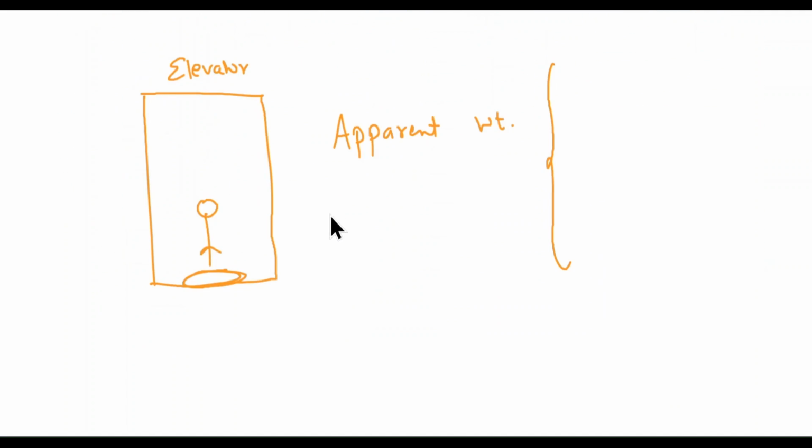Now I want to talk about the elevator. The apparent weight in an elevator on a bathroom scale depends on the acceleration. Remember, acceleration, not the velocity. If it is accelerating up, then it will be overweight. If the acceleration is 0, it will be the same weight. But if the acceleration is downwards, it will be underweight.